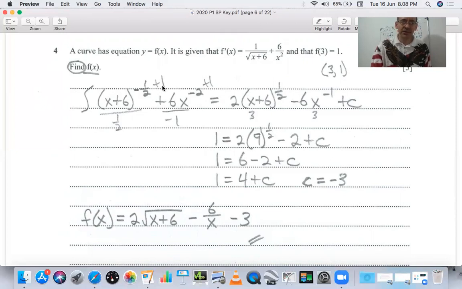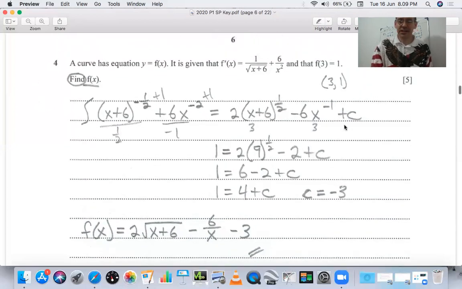Again, we add 1 to the exponent. So negative 1/2 plus 1 is positive 1/2. We divide by that number, and when you divide by a fraction, you invert and multiply. So dividing by 1/2, same thing as multiplying by 2. Then over here, negative 2 plus 1 is negative 1. And when you divide by negative 1, our positive 6 now becomes negative 6. And then don't forget the plus c, because we have no bounds of integration.